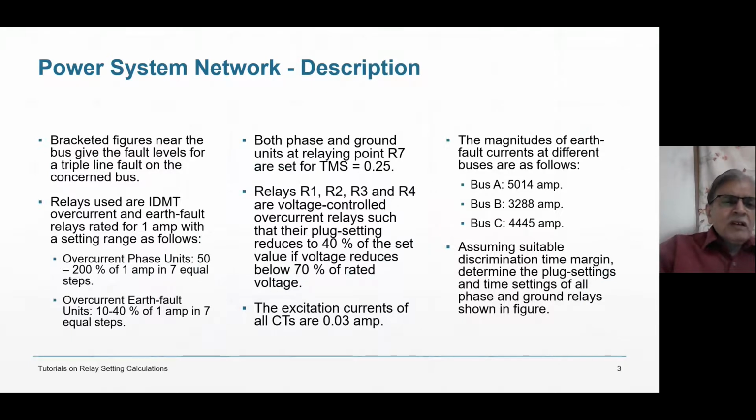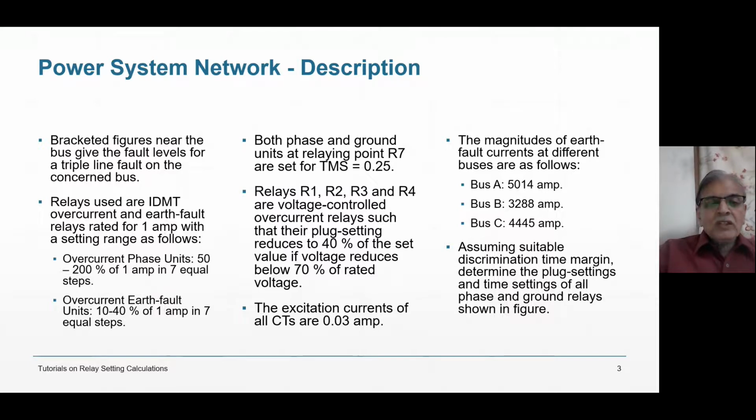Relays are the overcurrent and earth fault relays. It is given that it is 10 to 40%, but not so. Here we have a very modern numerical overcurrent relay, which gives a very wide range. We will see. Both phase and ground overcurrent relay are 7. TMS is 0.25. We don't change it. R1, R2, R3, R4 were voltage controlled overcurrent relays. As far as the phase relays were concerned, ground relays need not be voltage controlled, so forget about it.